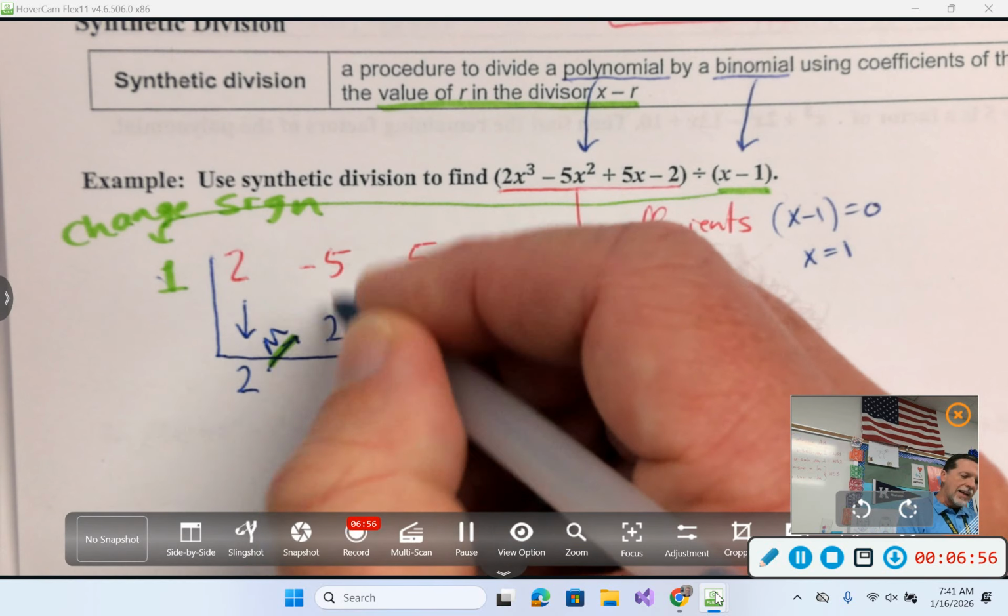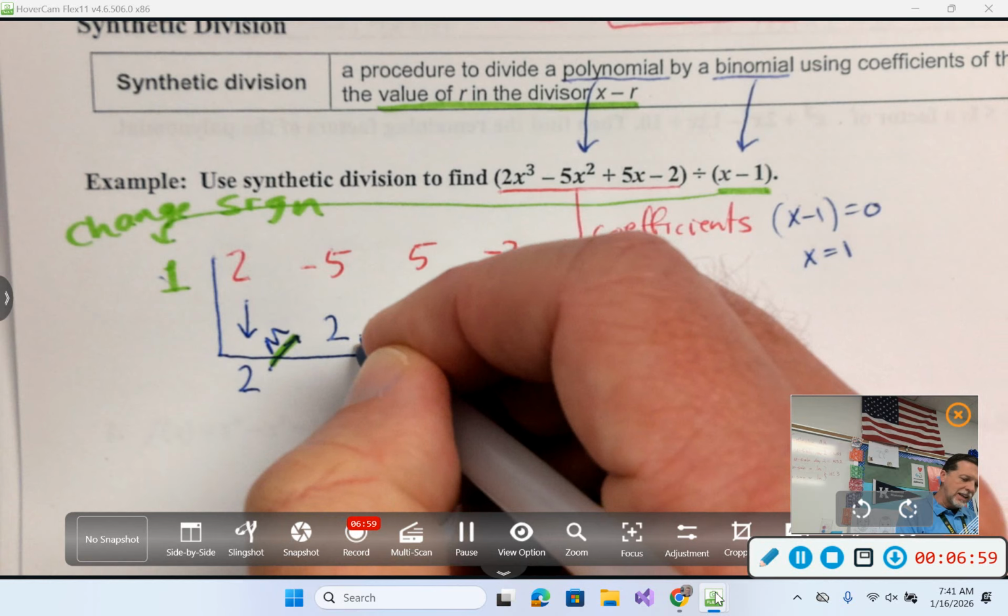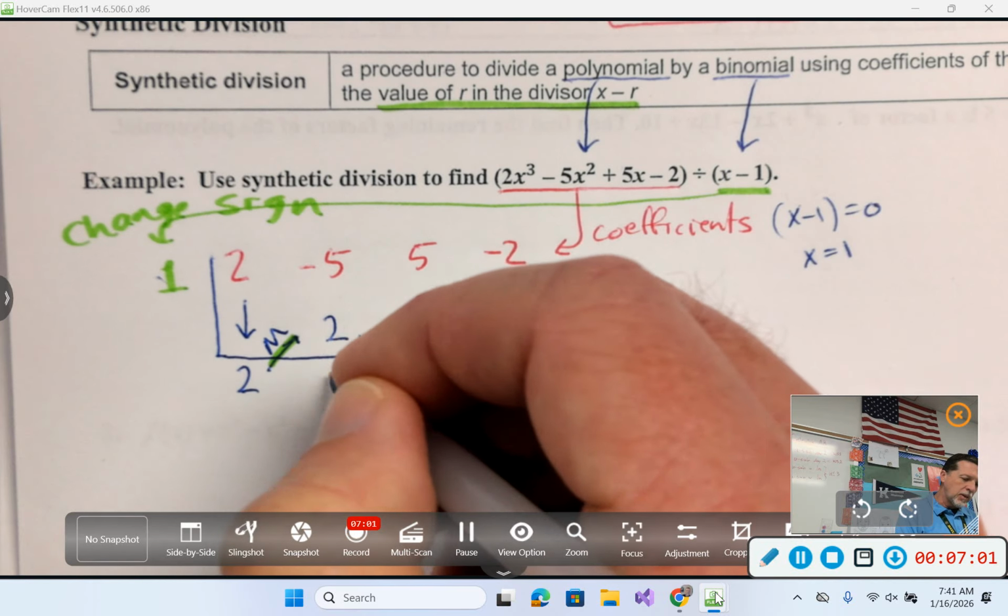And then we're going to add. These are lined up nicely for us to add. Negative 5 plus 2 is negative 3.